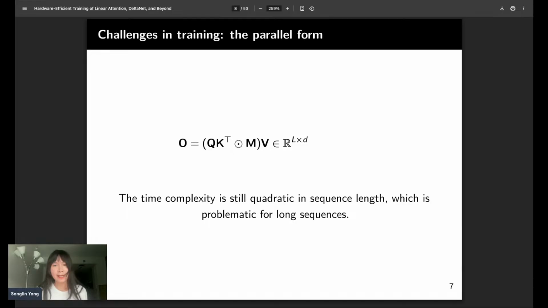Next, I'll be discussing how to train this linear attention model in a hardware efficient manner. Previously, we have shown the parallel form and the recurrent form of linear attention. However, unfortunately, both forms are not suitable for hardware efficient training. First of all, the parallel form is very similar to the softmax attention case, and it also scales quadratically with respect to the sequence length, which is very problematic if we do very long sequence modeling.